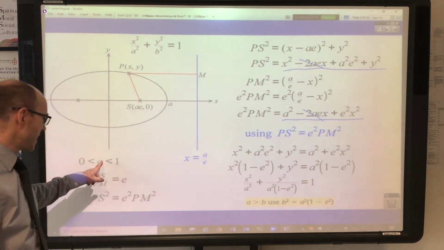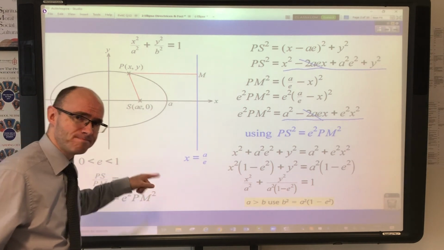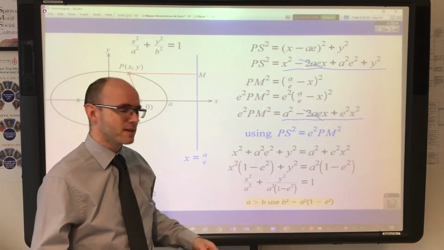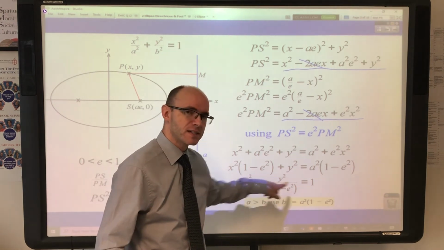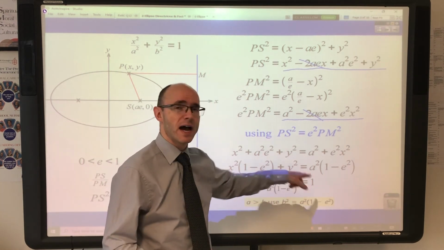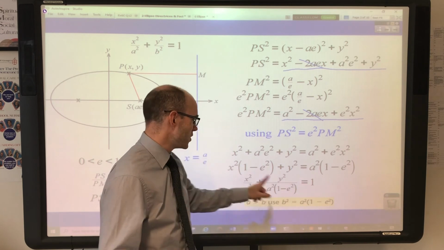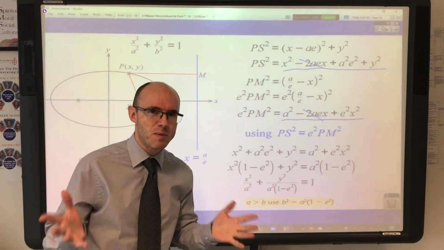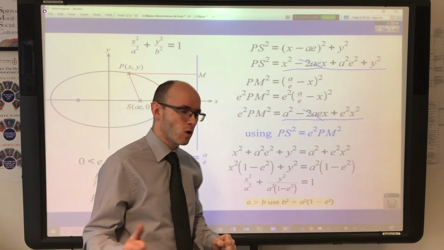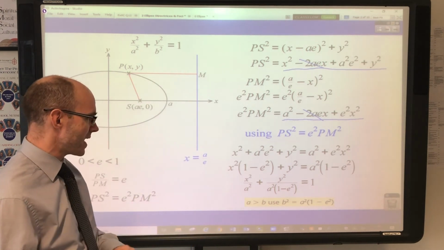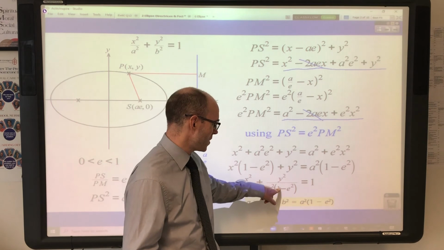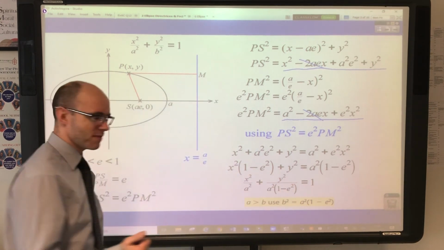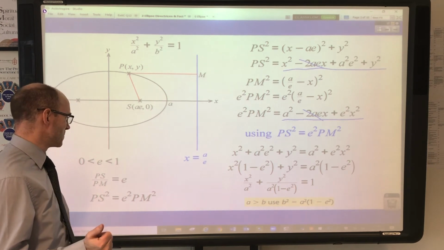What about when e is greater than 1? Well, when e is greater than 1, can you see that this bit here is actually going to be negative? Because you've got 1 subtract a larger number. Then you get x squared over a squared subtract. That will be the case for the hyperbola. Okay, what about when e is 1 exactly? e equals 1, 1 subtract 1. Oh dear. So we don't want to have e equals 1, do we? Okay, in this particular case.